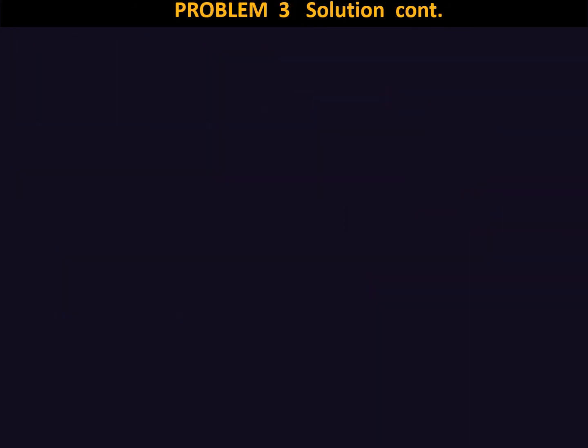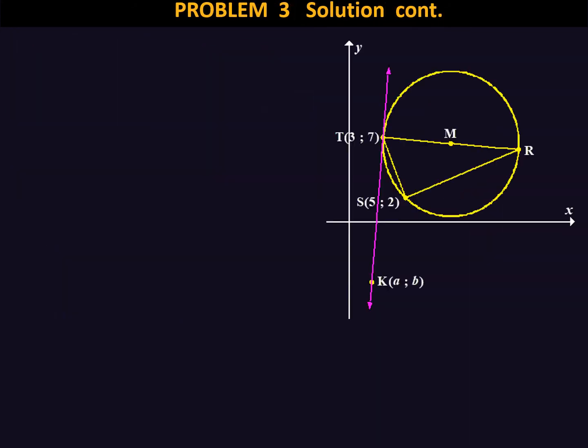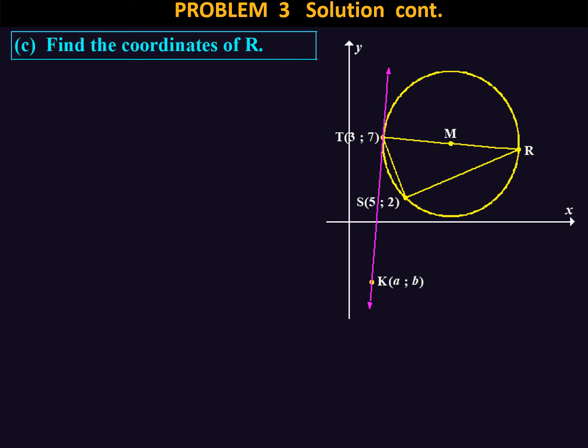Now let's look at 3C. There's the diagram again. Find the coordinates of R. Very common here, coordinates of a point. Where is the point? R is on the circle. Where else is R? R is on this SR, which we just worked out. We're also on TR, but we know SR. So I can either use SR with the circle, or I can find that.